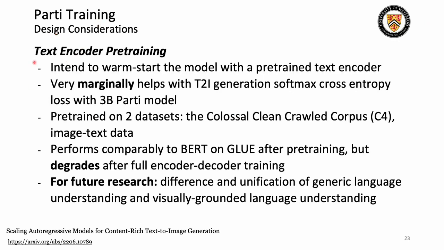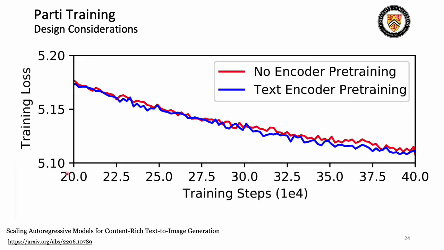So for further design considerations, the authors employed text encoder pre-training with the intention to warm start the model, but found that it very marginally helps. So it performs comparably to BERT on the GLUE benchmark after pre-training, but it degrades after full encoder-decoder training. They have listed this difference and unification of generic language understanding and visually grounded language understanding for future research. Here is the training loss graph with and without text encoder pre-training. As seen, the difference is small here.